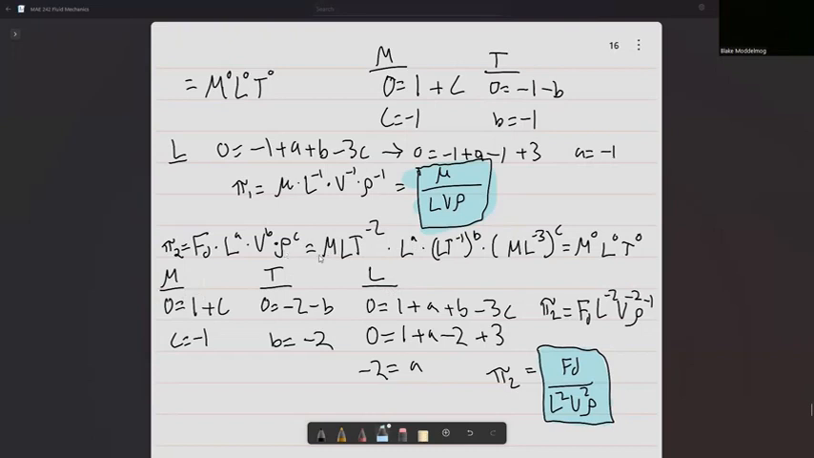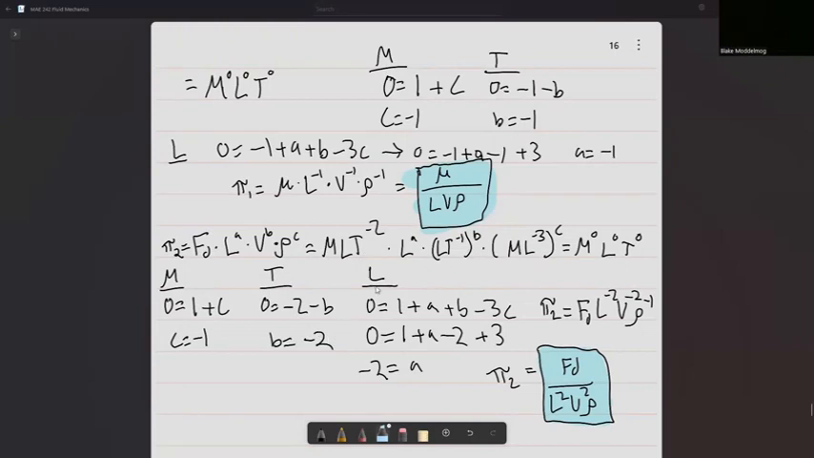So 1 plus c over here. That's the only other time mass shows up. So it's 1 plus c. c is equal to -1 again. Plugging that back into time, we're seeing that 0 is equal to -2 minus b. b is equal to -2, simplifying that out.